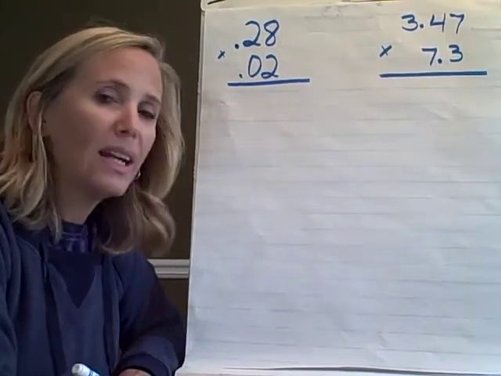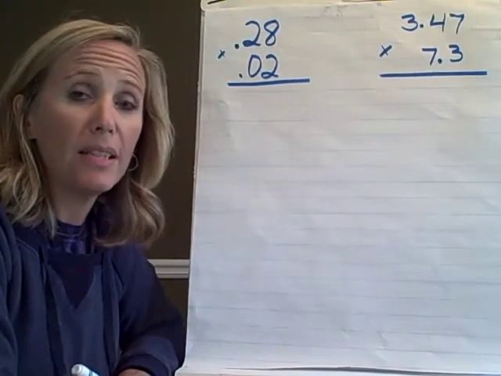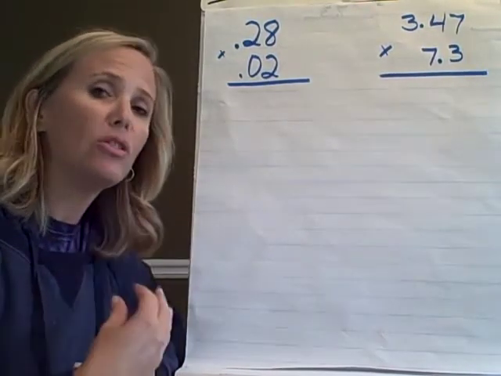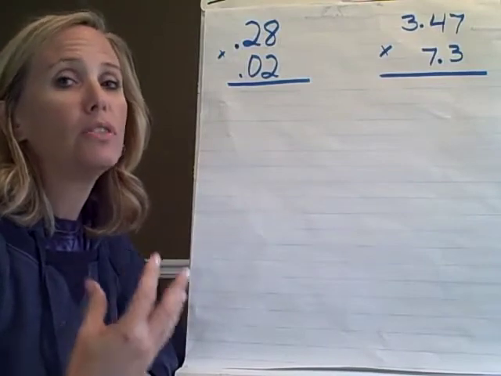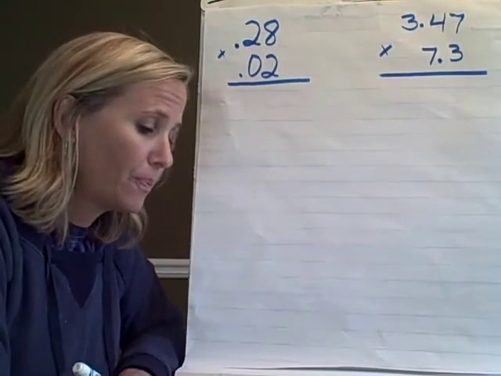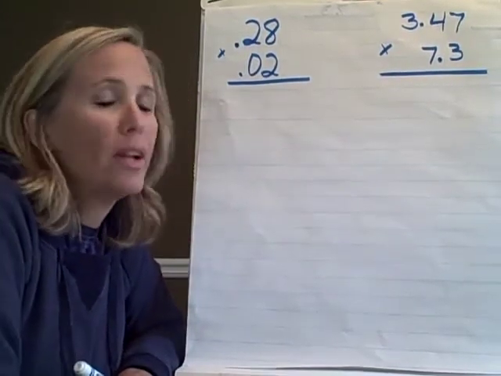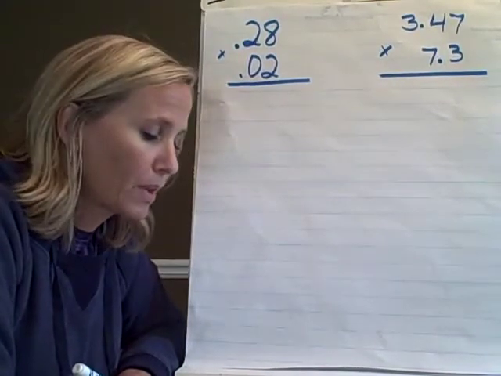Now, if you'll notice here, the second step, we're going to move estimating to the second step because you really want to think as soon as your answer's done, is it reasonable? So we're going to work on that second. Step 3, you're going to multiply like there's no decimals whatsoever in the problem.